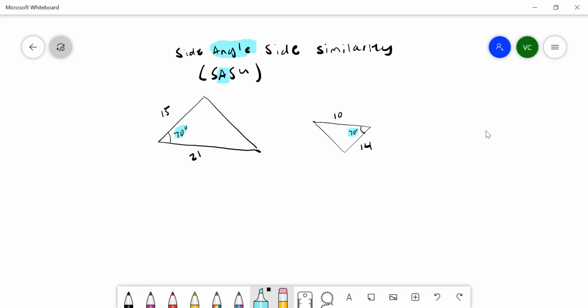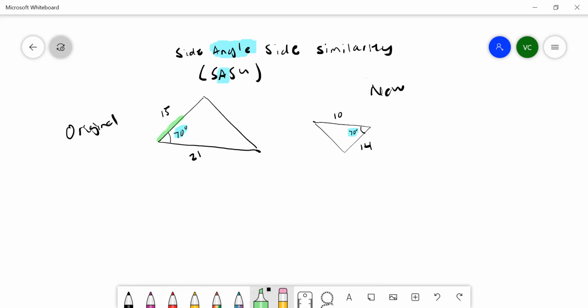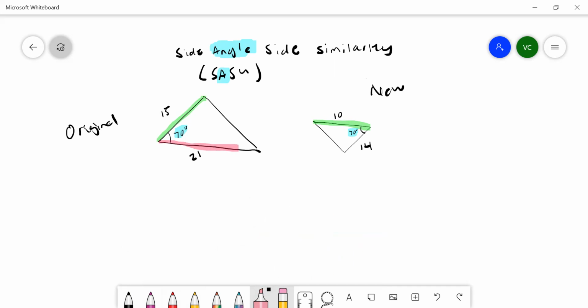Okay, so now we have two sides. Let's look at our original triangle. And this is our new. And let's pick the smaller sides. So between 15 and 21, which is smaller, well, that's the 15. And our new one, between 10 and 14, which is the smaller side, well, it's the 10. So those are going to be our corresponding sides. And then I can say, what's the bigger side? Well, the 21 and the 14 are bigger.